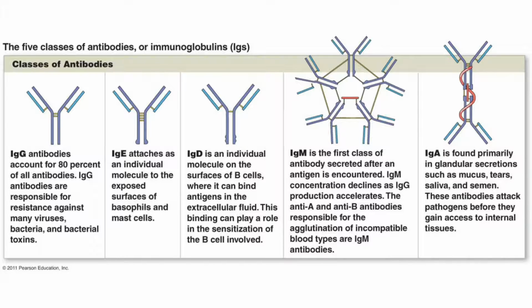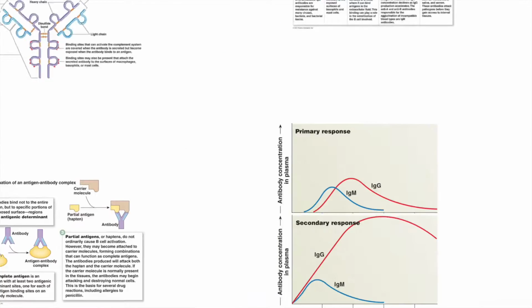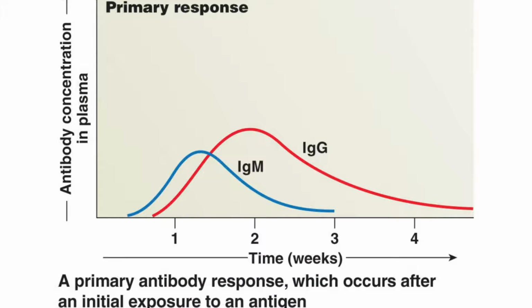This shows the different classes of antibodies. Most of them are IgG antibodies, about 80%, so make sure you know that. In a primary immune response, this shows the antibody levels. The red is the IgM and the red is the IgG, and you can see it takes about 2 weeks to get our peak levels of the IgG antibodies, which are the ones that are actually going to be attacking the pathogens.